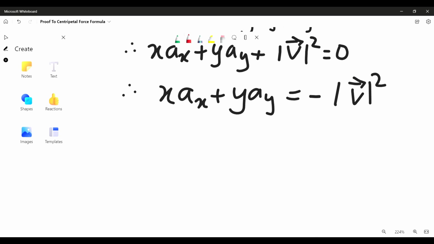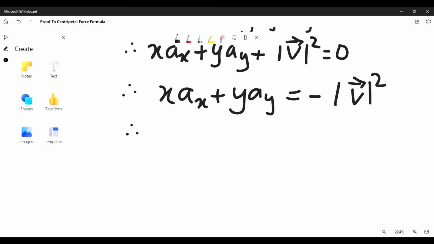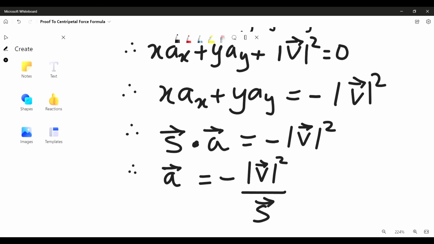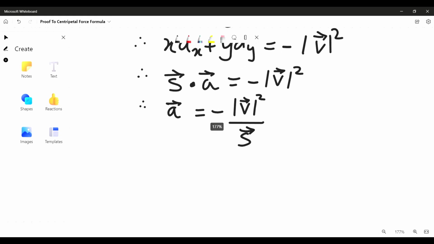So I'm going to write this in black. Here, almost done. So we have the displacement dot the acceleration gives us minus v mod squared. Okay. So our acceleration vector will be equal to minus velocity squared over the displacement vector, which may not really make sense, but we're going to take this from a mathematical perspective.